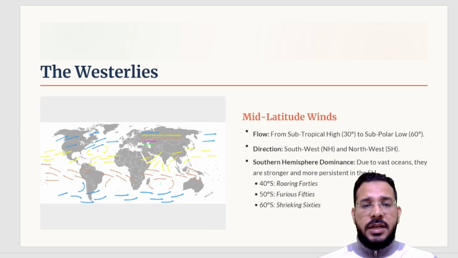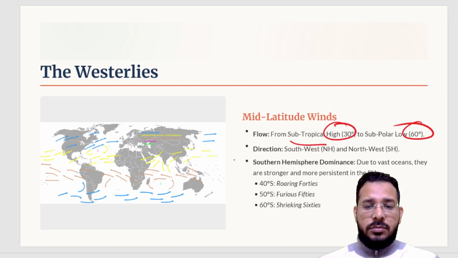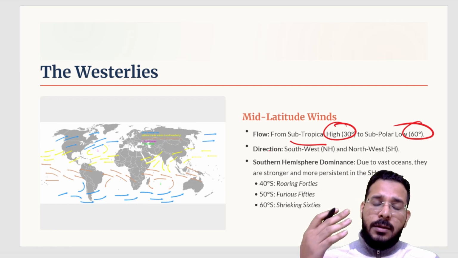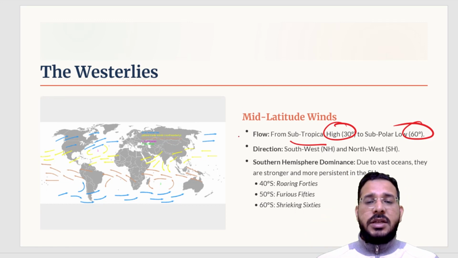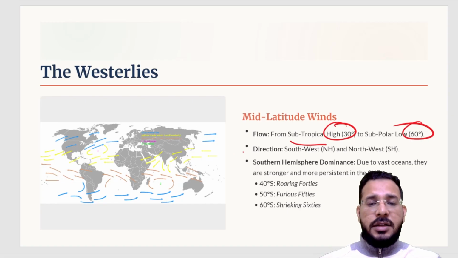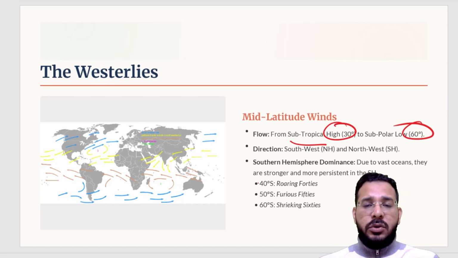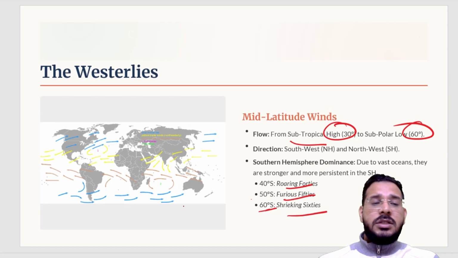Then we have westerlies, which are moving from subtropical high to subpolar low. In the southern hemisphere, because the land mass is less, these winds are extremely high and intense. At 40-degree latitude, they are called roaring 40s. At 50-degree latitude, they are called furious 50s. At 60-degree latitude, they are called shrieking 60s.